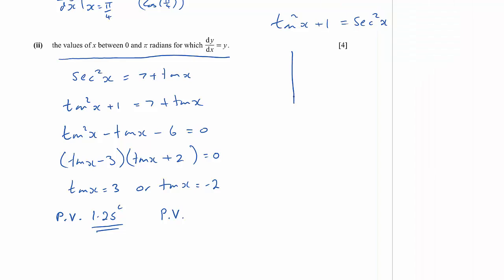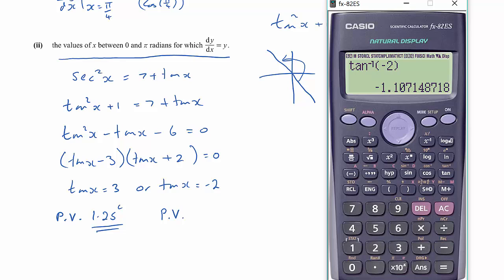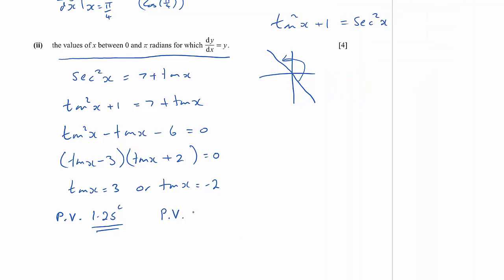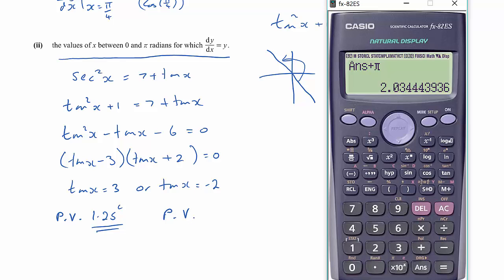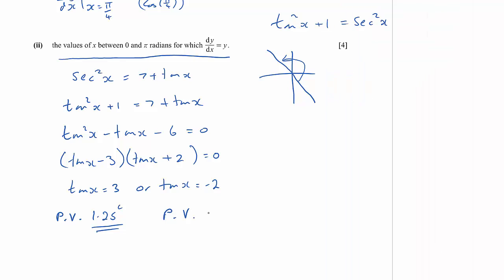So if we just think about that, that's going to be down here. And its partner would be up here. So if I add pi to that answer, that's 2.03. So that wasn't actually a principal value. Let's put the answer down fully. Sorry about this. Take away pi. So negative 1.107.